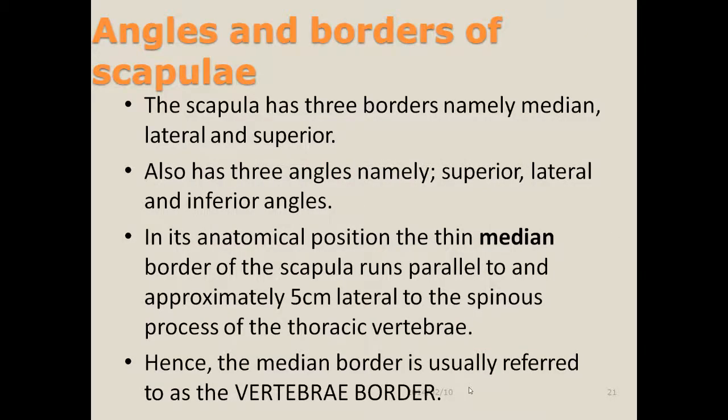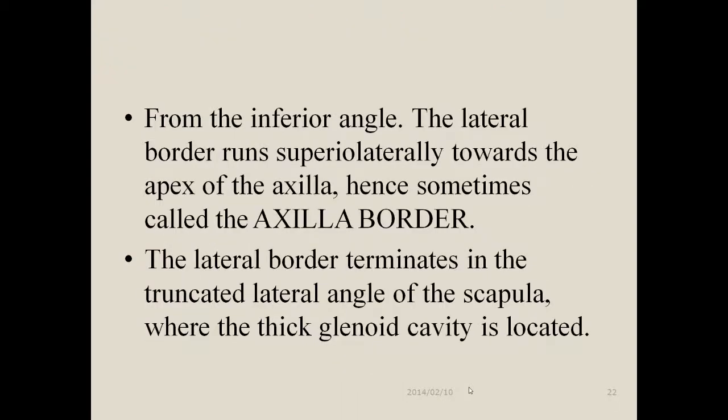Now we see the angles and borders of the scapula. The scapula has three borders, that is the medial, lateral, and superior, and also three angles, that is the superior, lateral, and inferior angle. In the anatomical position, the thin medial border of the scapula runs parallel to and approximately 5 centimeters lateral to the spinous processes of the thoracic vertebrae. Hence, the medial border is usually referred to as the vertebral border.